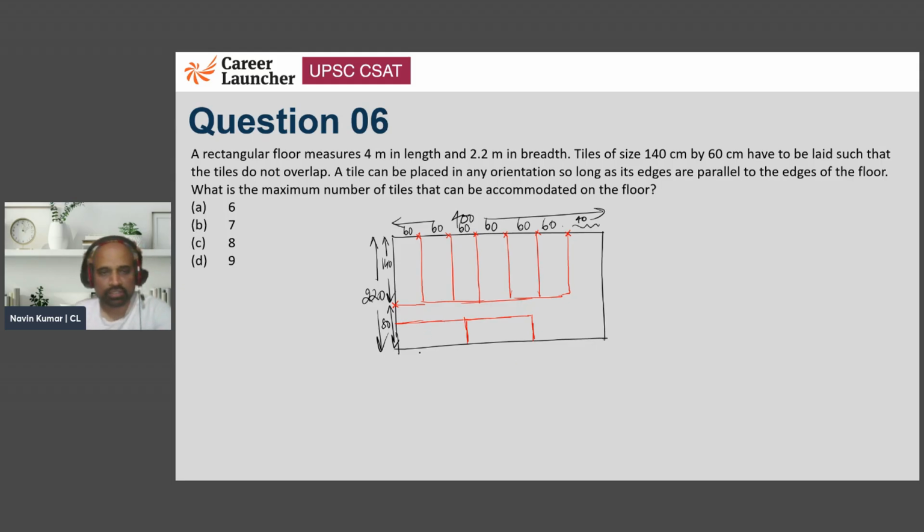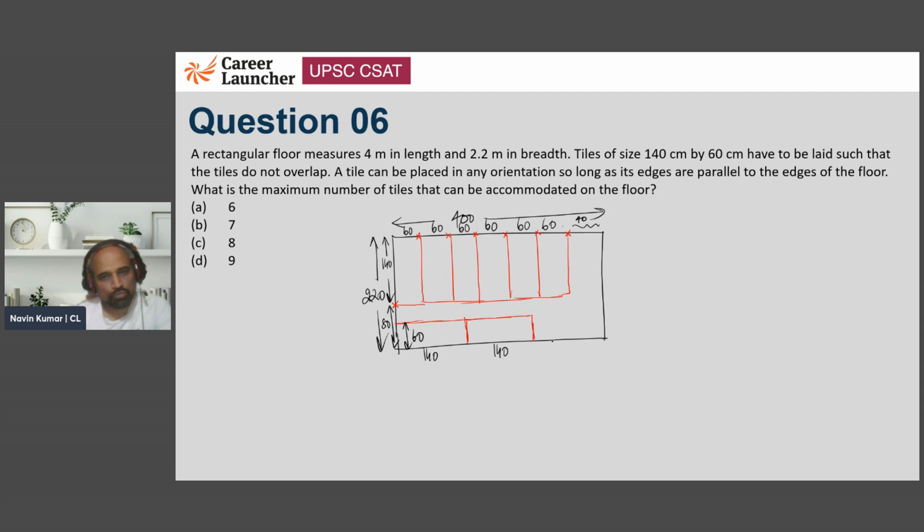Now, this is 140, this is 140. Now the thing is, if I happen to somehow place one more tile horizontally of length 140, it will cross 400. So we can't do that. So this is 60.